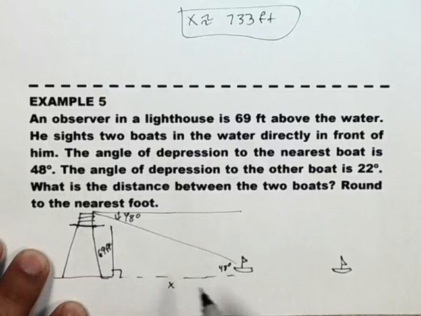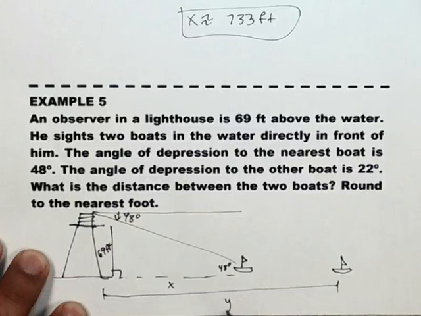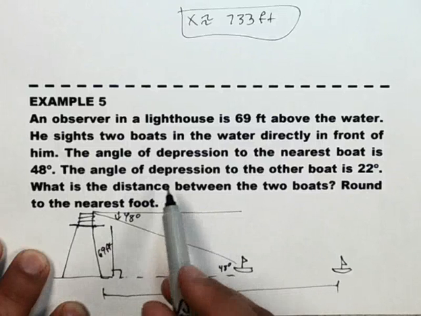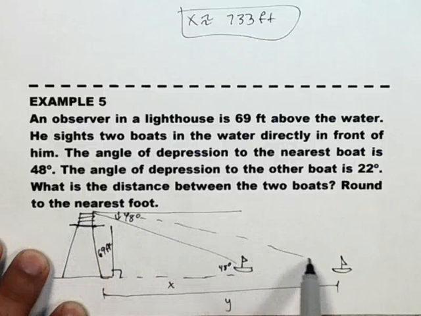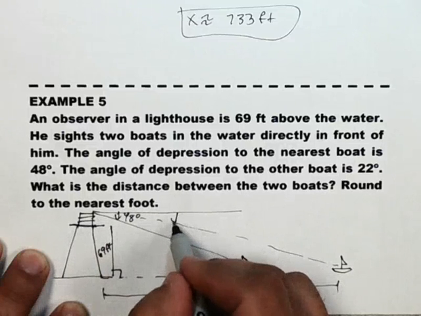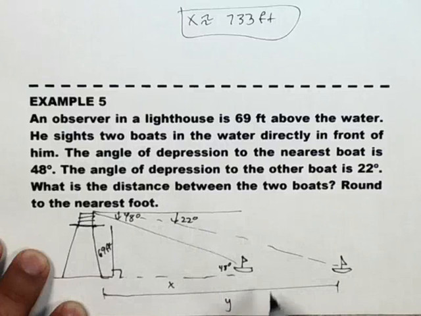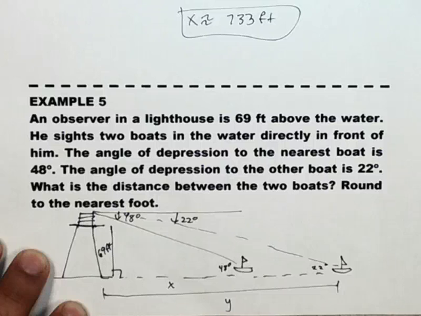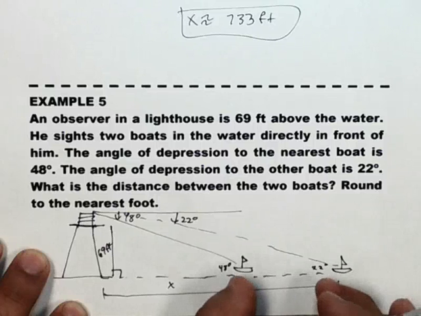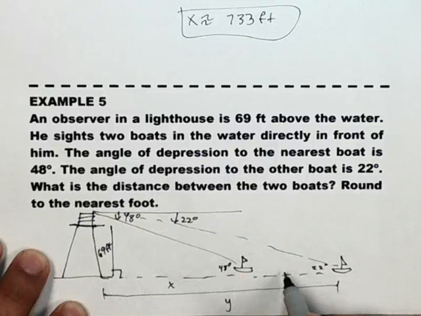So I'll call this first distance x. This next distance over here, from here to here, is going to be y. All right, the angle of depression to the other boat, so there's another boat that's coming down this way, that angle is 22 degrees. What's the distance between these two boats? So this point, I can call that z. All right. So I would need to subtract x and y to get z.